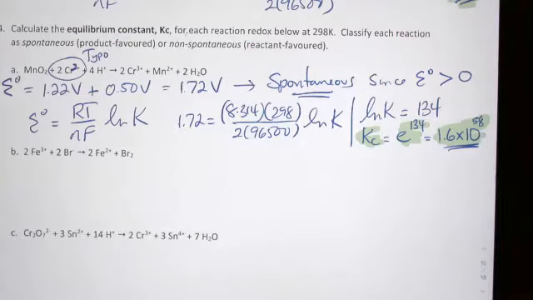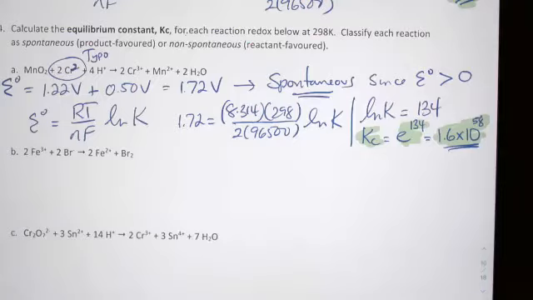Question 4, you're calculating Kc, the equilibrium constant for these reactions. The reactions may or may not be spontaneous, the way they're written here. If they're spontaneous, then E naught would be positive, and you'd expect to get a big Kc value. If they're non-spontaneous, E naught would be negative, and you'd expect to get a very small Kc value.